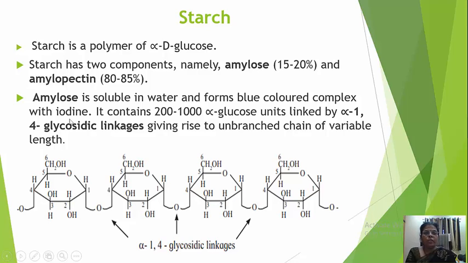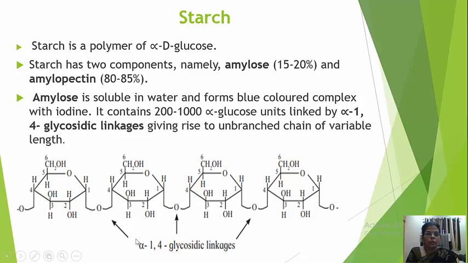And it is soluble in water. It contains 200 to 1000 alpha glucose units linked by alpha-1,4 glycosidic linkage, giving rise to an unbranched chain of variable length. Now look here. Starch is a polysaccharide and it is formed by using 1,4 glycosidic linkage of glucose.